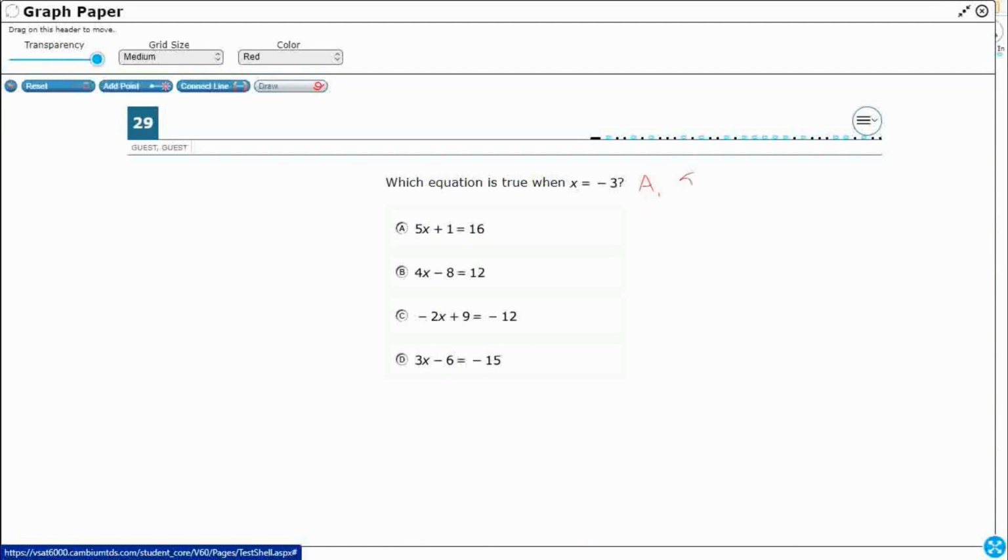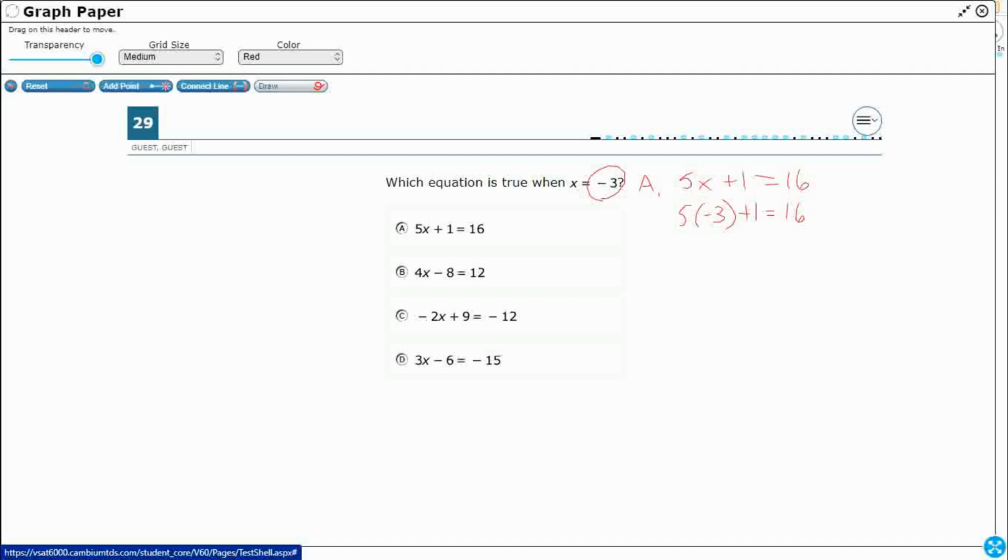So we've got 5x plus 1 equals 16. So I'm going to substitute in that -3 for the x. So let's rewrite it: 5 times, replace the x with -3, plus 1 equals 16. Yeah, that's not going to work. 5 times 3 is 15. I get that. 15 plus 1 would make 16.